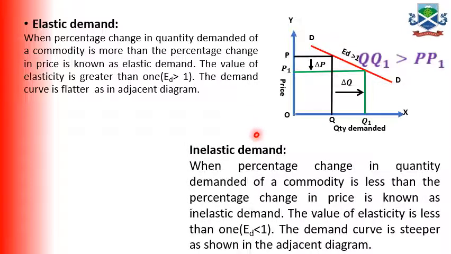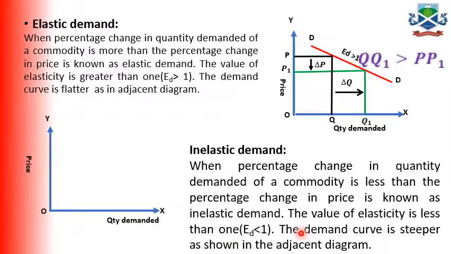Now the next one is inelastic demand. When percentage change in quantity demanded of a commodity is less than percentage change in price, then it is known as inelastic demand. The value of elasticity is less than 1, and the demand curve is steeper as shown in the adjacent figure.